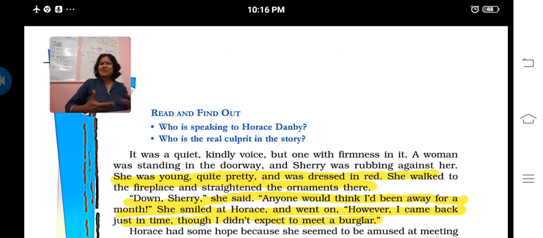So this lady was trying to act cool, act smart, and she was really very smart in her actions. So she sat down, Sherry, and she went up to the fireplace and straightened the ornaments. And then she said, why are you jumping on me, Sherry? It seems that I have been away from the house for a long time. I had just been upstairs and I have come down to see who is sneezing. I didn't expect to meet a burglar, means that is a thief.